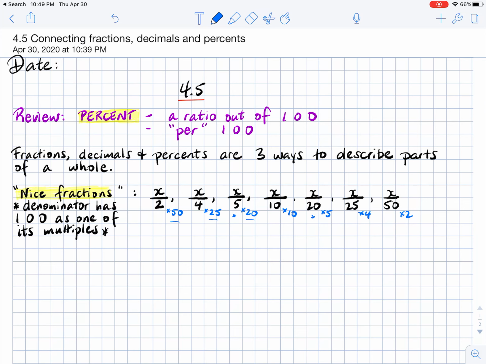So again, the numbers in blue here that I've multiplied by indicate how many times you need to multiply the denominator to get to 100. So again, calling them nice fractions because they're easy to convert to a fraction over 100, which is what you need to do to get its percent. Okay, so let's see how these apply in certain questions.